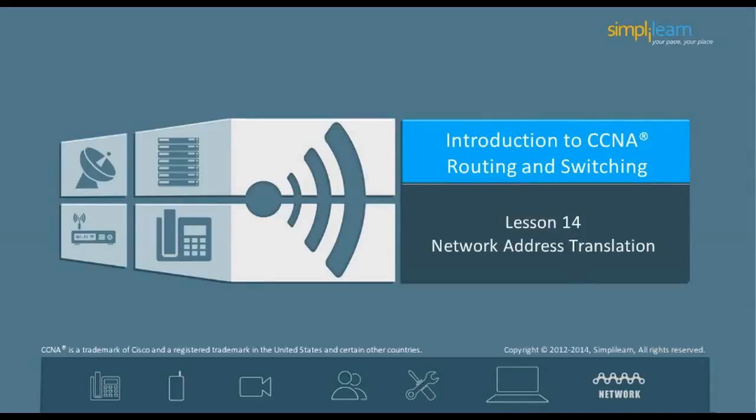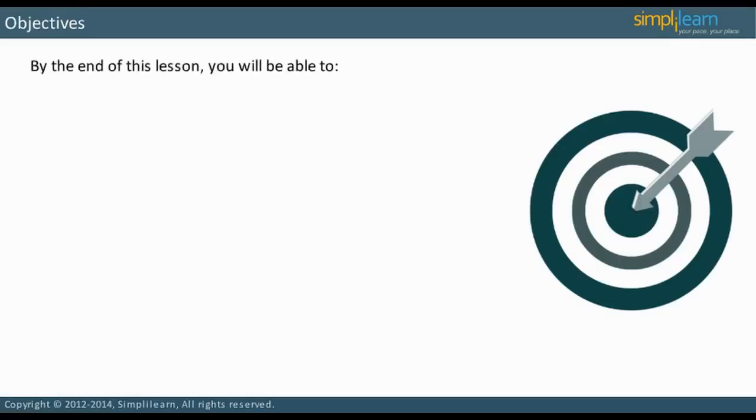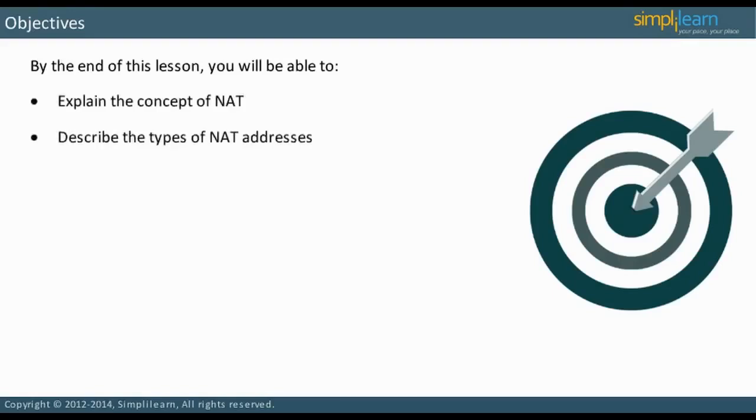The previous lesson focused on security. This lesson focuses on network address translation. Let us begin with the objectives of the lesson in the next slide. By the end of this lesson, you will be able to explain the concept of NAT, describe the types of NAT addresses, configure, verify, and troubleshoot NAT.